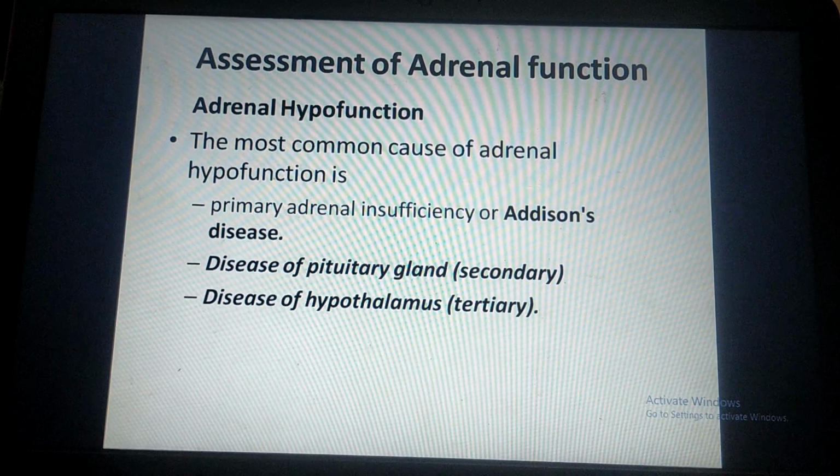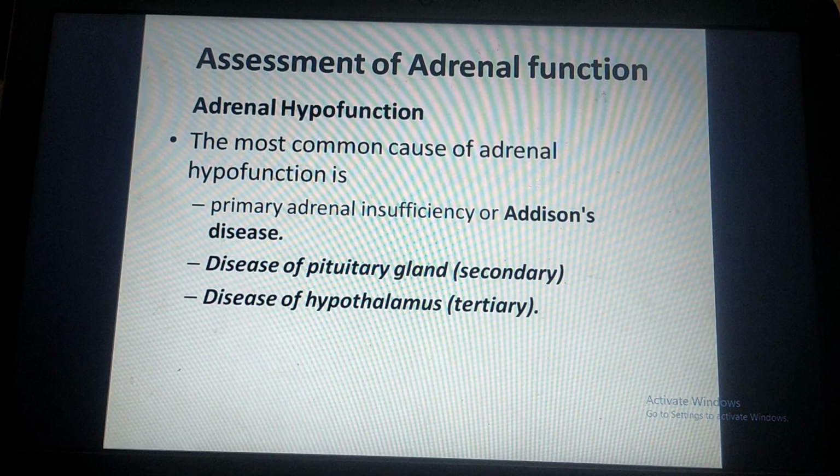Next is adrenal hypofunction, meaning decreased functioning of the adrenal gland. Here the cortisol level is low. The primary cause is Addison's disease. It is also called primary adrenal insufficiency. Here the defect is in the primary adrenal gland, which synthesizes less cortisol.